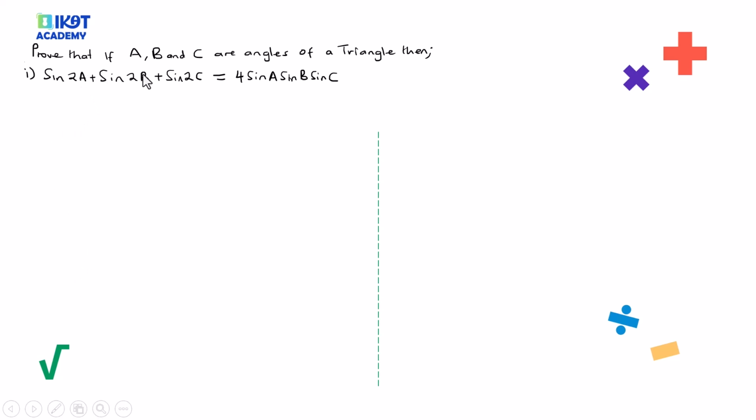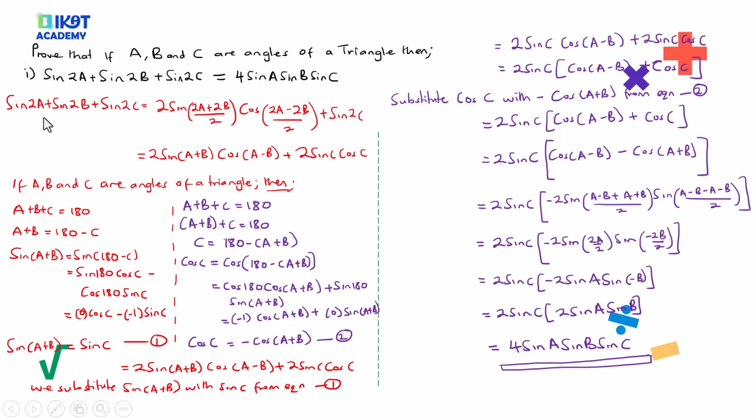Okay, now we're going to start with this question saying prove that if A, B, and C are angles of a triangle, then sine 2A plus sine 2B plus sine 2C is equal to this. So for this question, the first thing we're going to do is apply the factor formula to these first two, then we apply the double angle to that. So sine 2A plus sine 2B plus sine 2C is equal to, I apply the factor formula to this. So sine plus sine is 2 sine cos. So I apply this and then plus sine 2C.